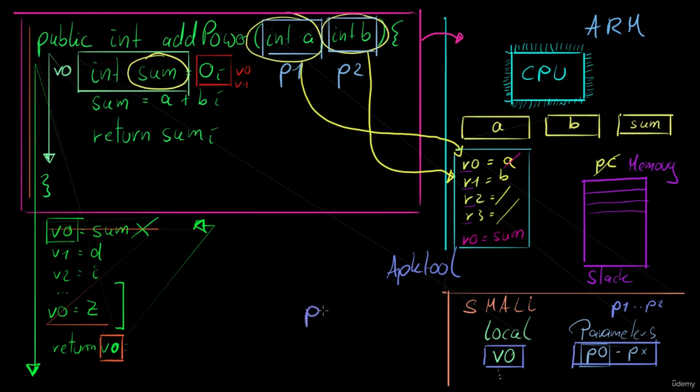Let's write it over here. P0 is the this object most of the time. So in 99% of cases P0 is holding the this object. So for example, if you're writing Java code, we've got this dot. This is exactly the P0 register. Don't worry too much about this right now, we will learn this later on.